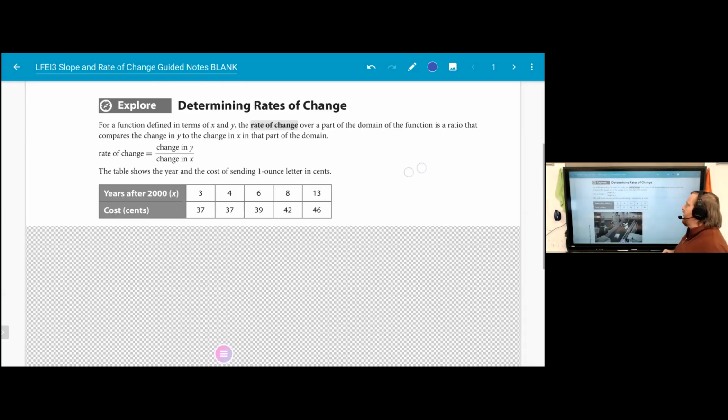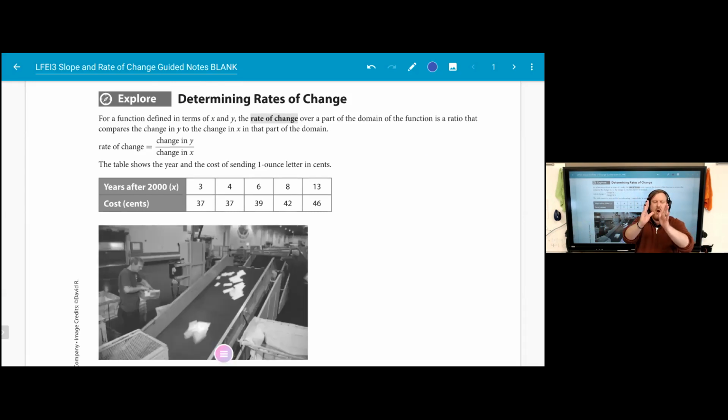Determining rates of change. For a function determined in terms of x and y, the rate of change is over a part of the domain of the function. In other words, taking a small bit out of this function, it's the ratio that compares the change in y to the change in x. So the rate of change is the change in y divided by the change in x.